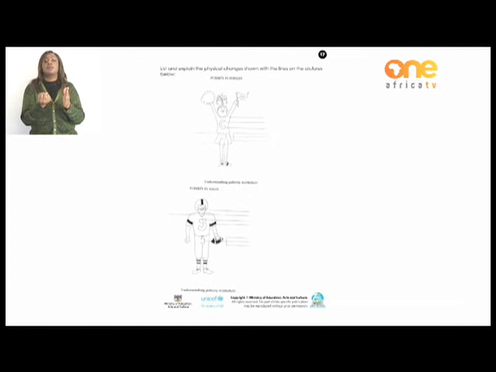Good. When you're done with the girl, you go to males, which is the boy. You also do the same. Look at the lines. Where is that line pointing? And then you write the change.